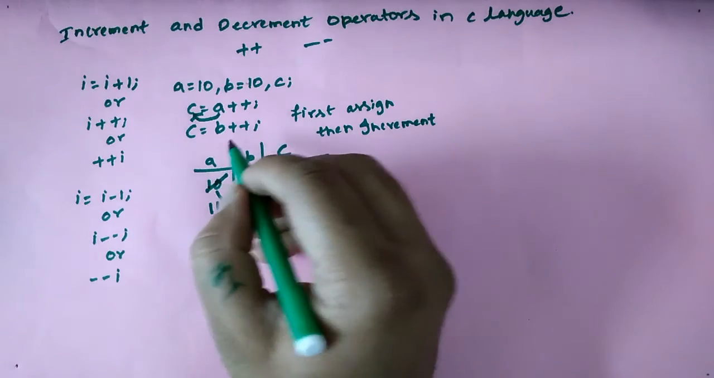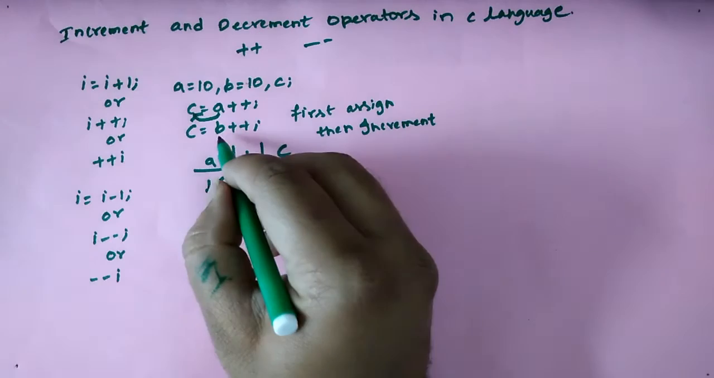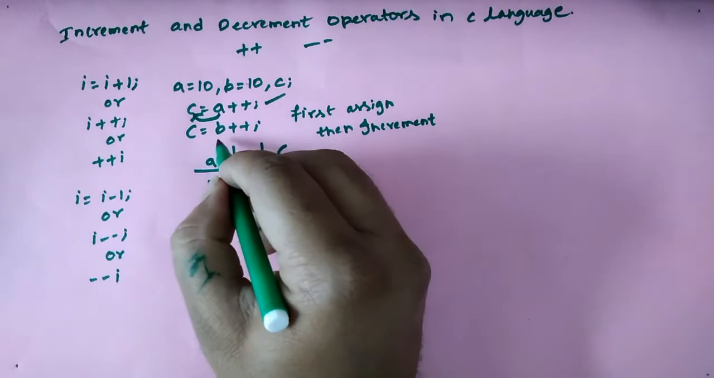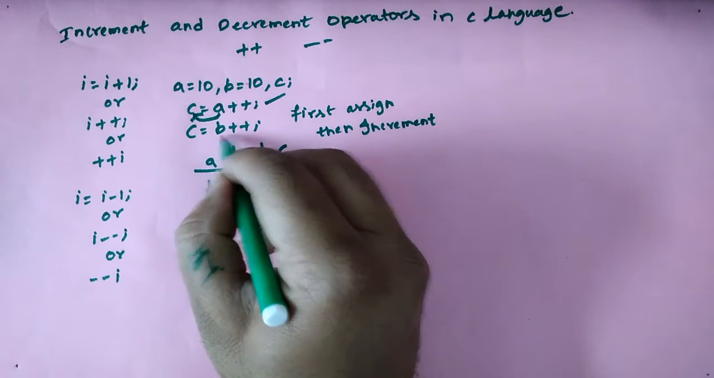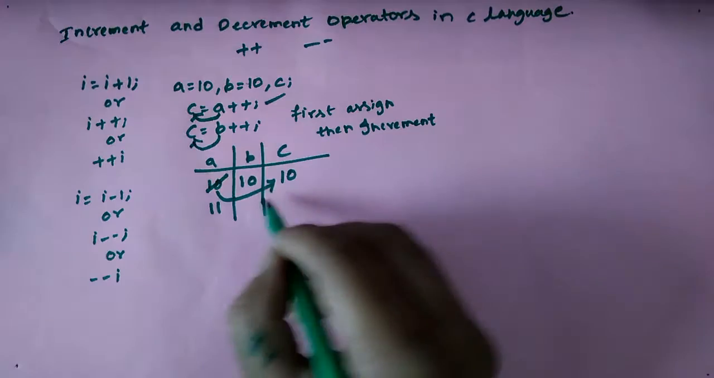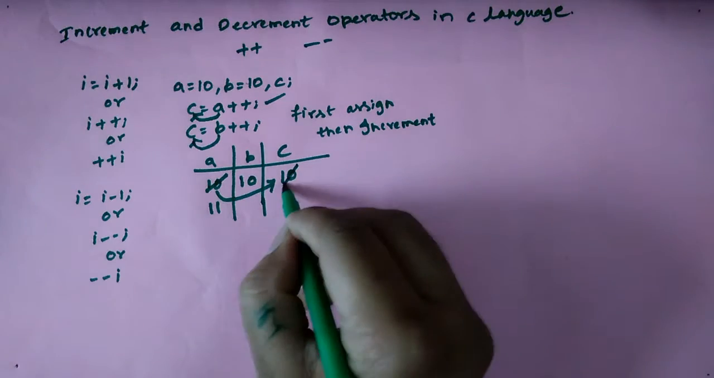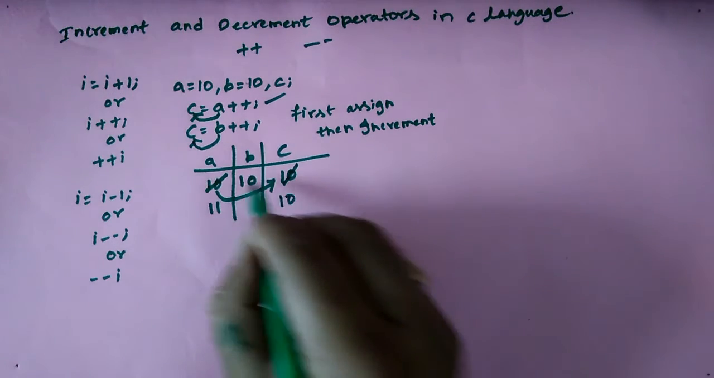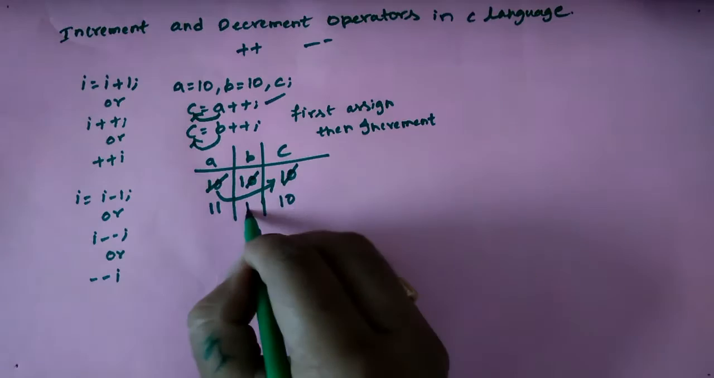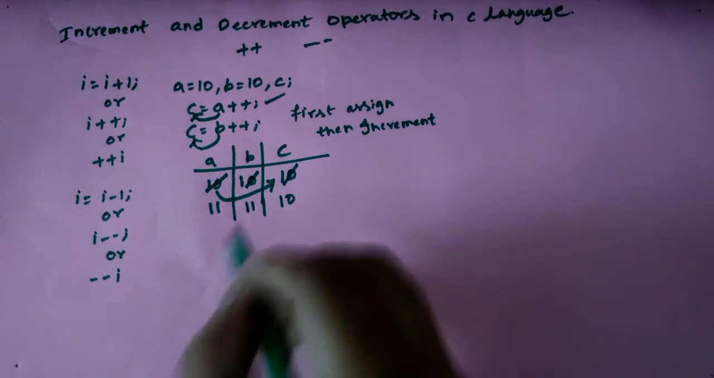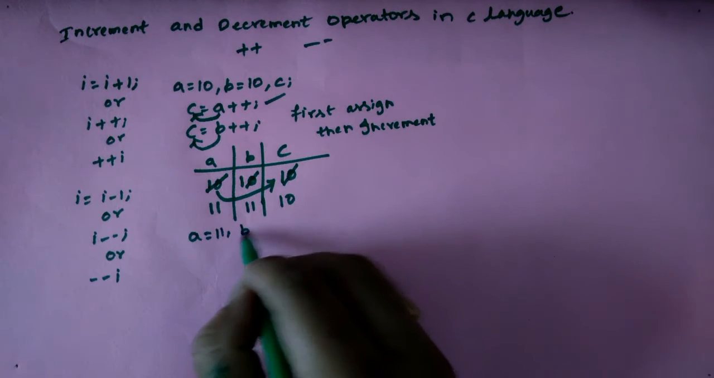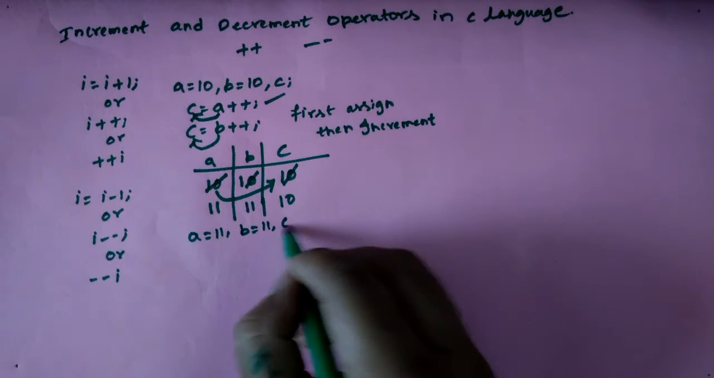What is the next statement? This is completed. The next statement is now C is equal to B plus plus. Assign B value to C. The new value of C is now 10. This value has come here. And increment B value. So final values are A is equals to 11, B is equals to 11 and C is equals to 10.